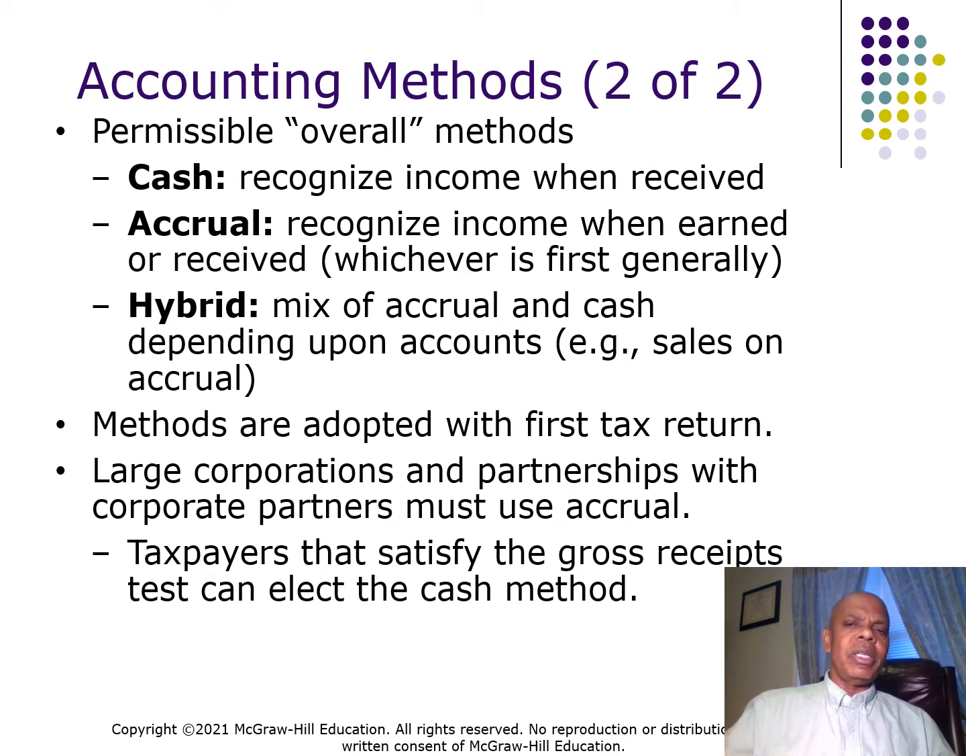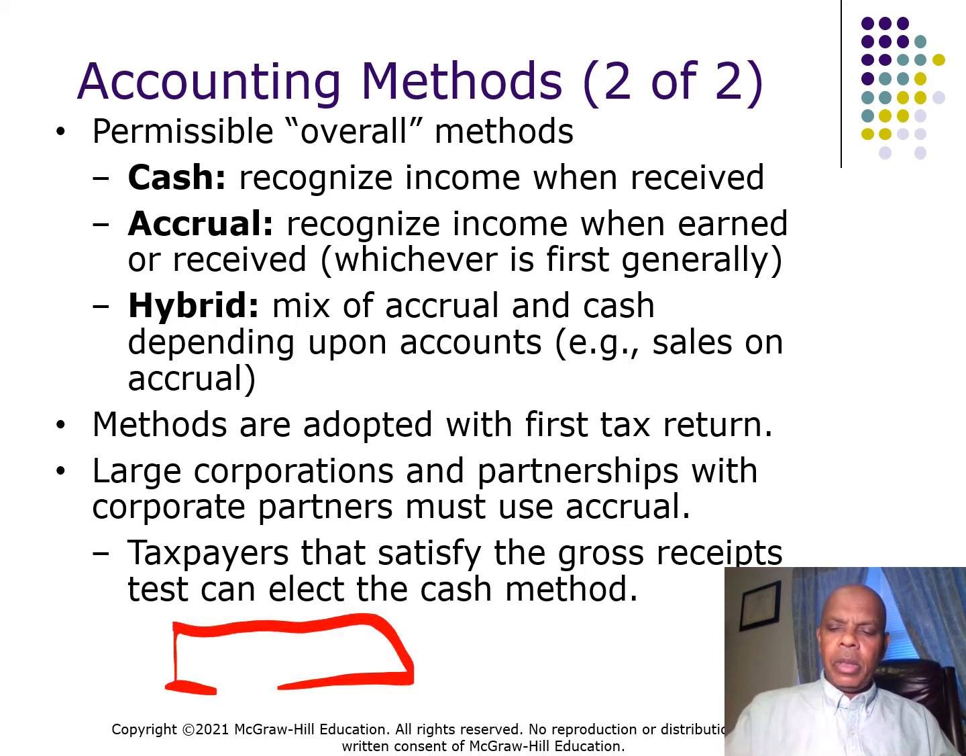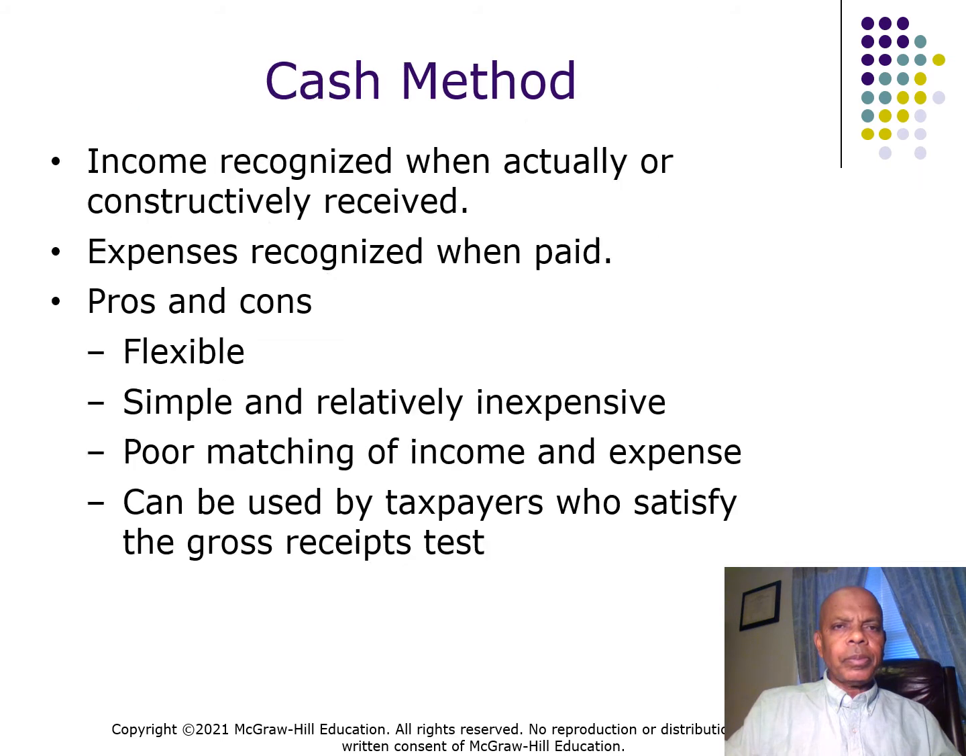Taxpayers that satisfy the gross receipt test can elect the cash method. That's what I said. The gross receipt test is that you look at the last 3 years and get an average, which has to be 26 million or somewhere around. If you are below that, you can use the cash method. Cash method: income is recognized when actually or constructively received, and expense is recognized when paid.